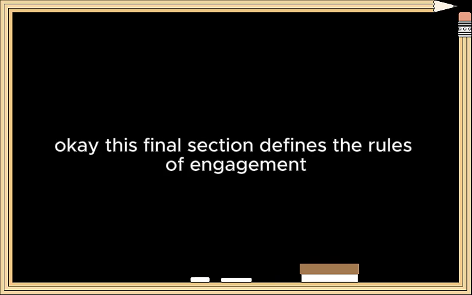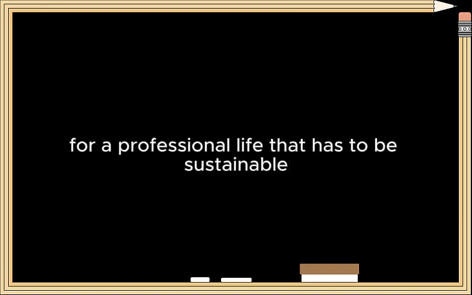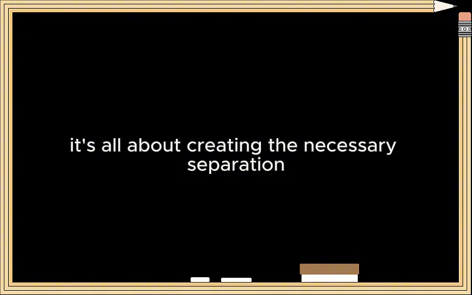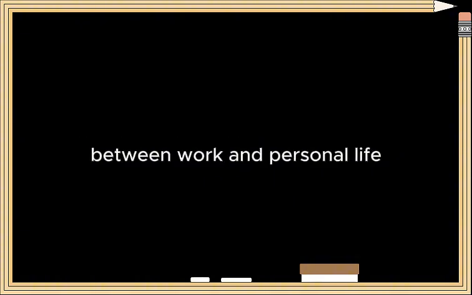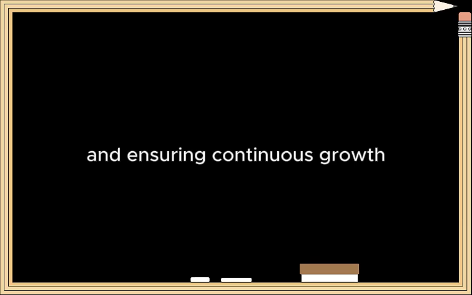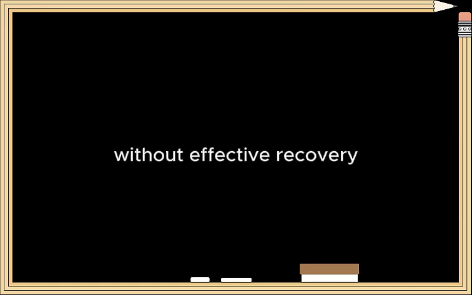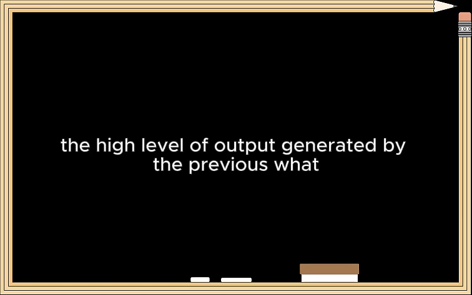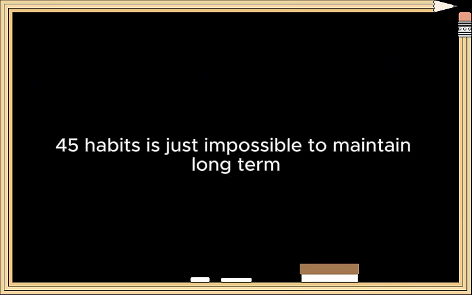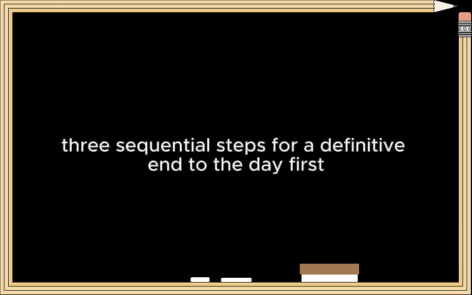Okay, this final section defines the rules of engagement for a professional life that has to be sustainable. It's all about creating the necessary separation between work and personal life and ensuring continuous growth. The hard stop is non-negotiable for recovery. Without effective recovery, the high level of output generated by the previous 45 habits is just impossible to maintain long-term. The blueprint provides 3 sequential steps for a definitive end to the day.